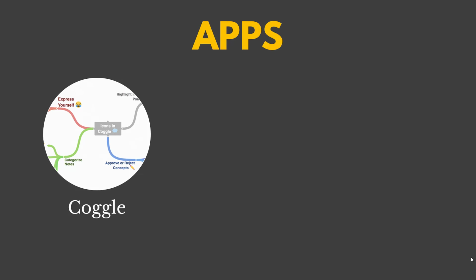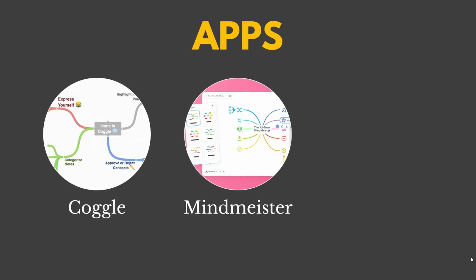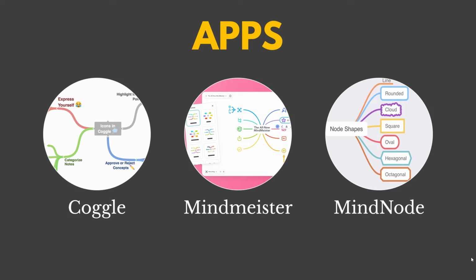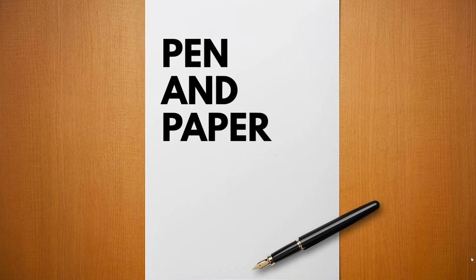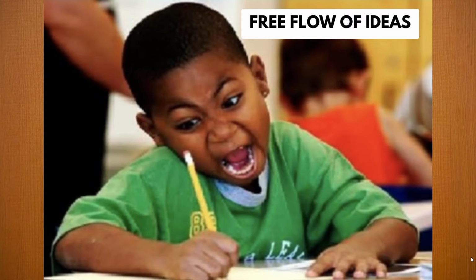There are a number of apps you can use, such as Coggle, MindMeister, and MindNode. There are a number of programs which are free or come with trials, but in an exam format, pen and paper is king. You do have to practice with pen and paper eventually, because in the examination you might not have access to all these different apps to help you. Ultimately, this allows the free flow of ideas.